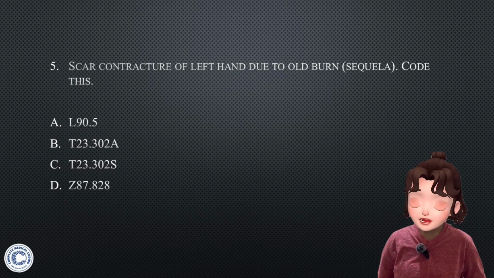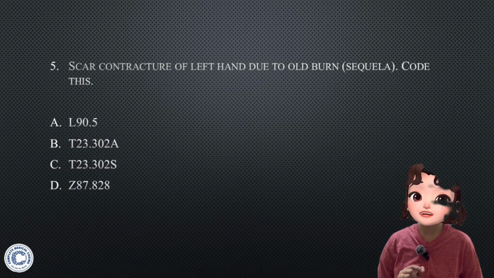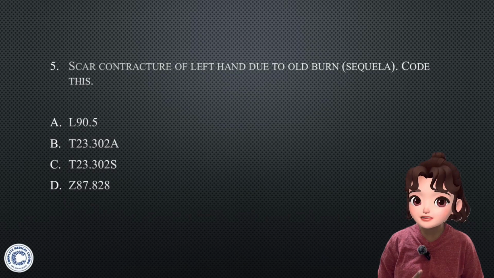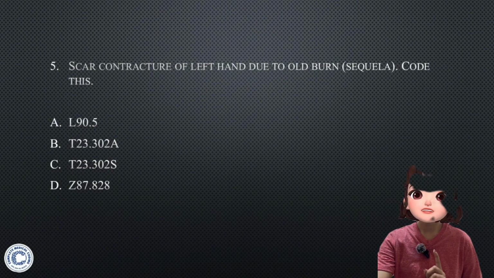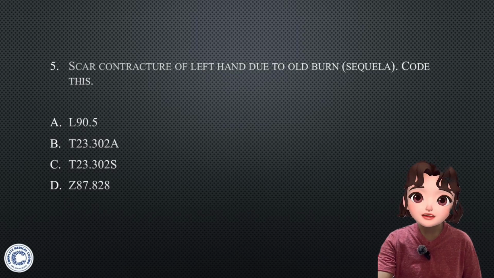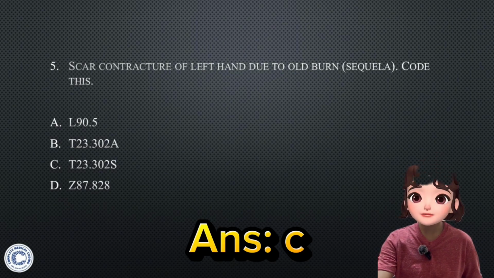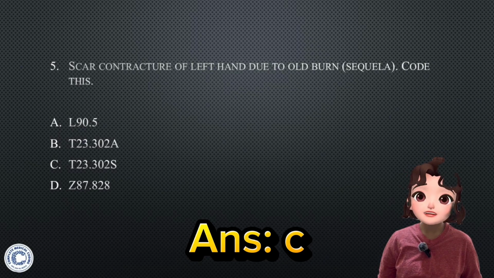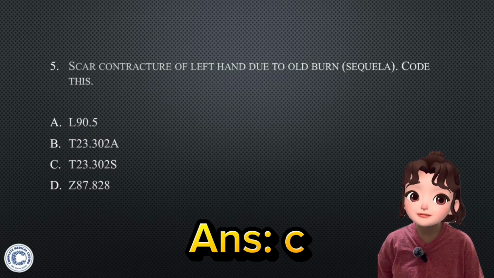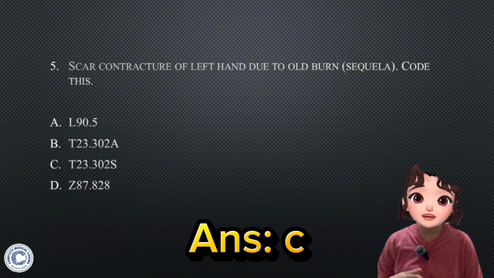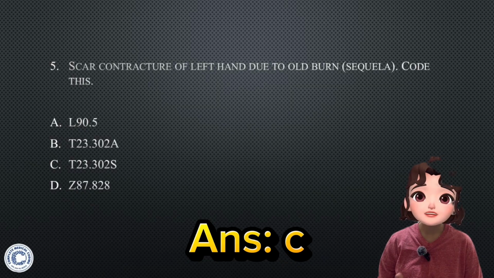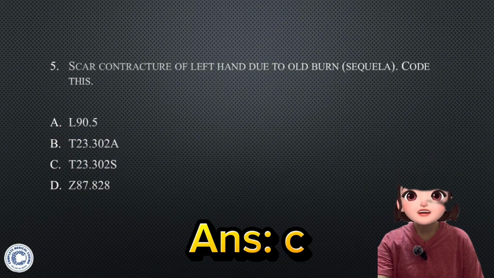Now, if you go to option B, T23.302A. A represents initial encounter, so you can skip it because in the question it is marked as sequela. So you can directly skip option B. Okay. So sequelae always ends with S, as I told you before. The seventh character will be S. So obviously our answer will be option C. Still, we will go and check T23.302S. Okay, what is T23.302S? Burn of third degree of left hand, unspecified site, sequela. Yes, this is what we need. Third degree, of course, it will be sequela.